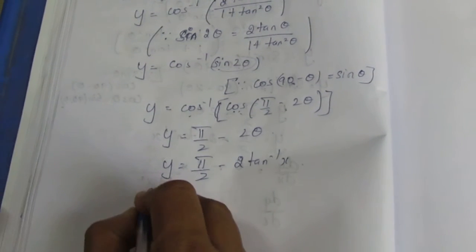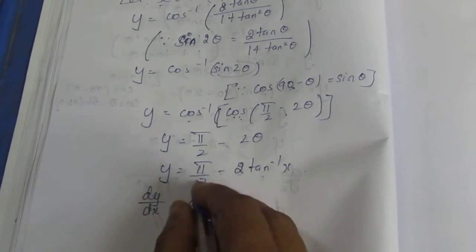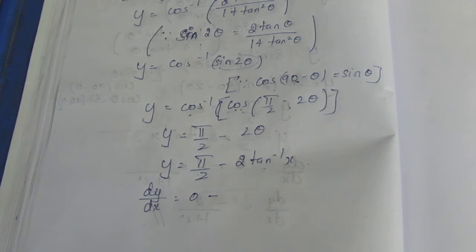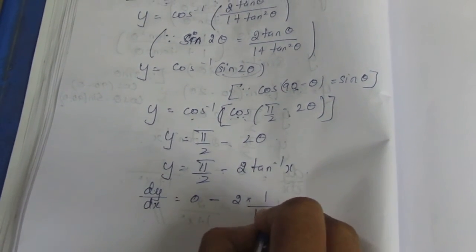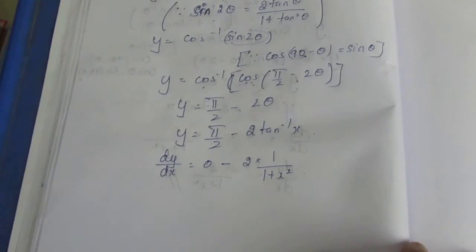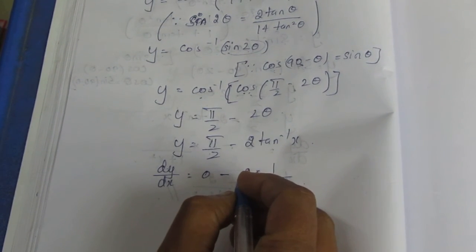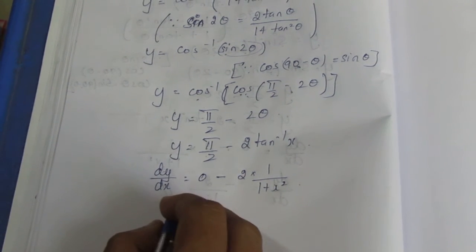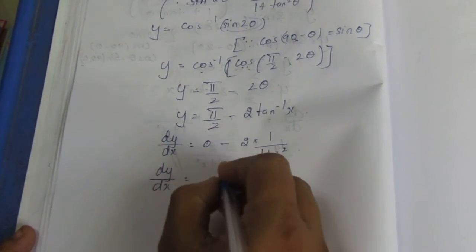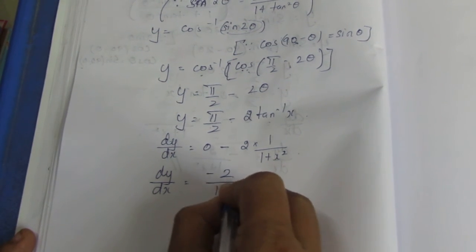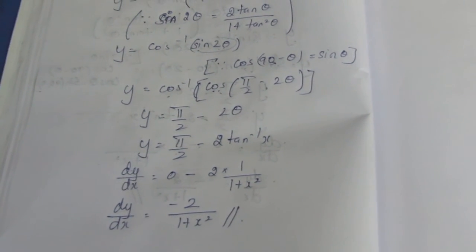So dy by dx is equal to, here pi by 2 becomes 0, as it is a constant term. For a constant term the differentiation is 0. Minus 2 into 1 by 1 plus x square. So dy by dx is equal to minus 2 by 1 plus x square, which is your final differentiation answer. That's all with the sum. Thank you.